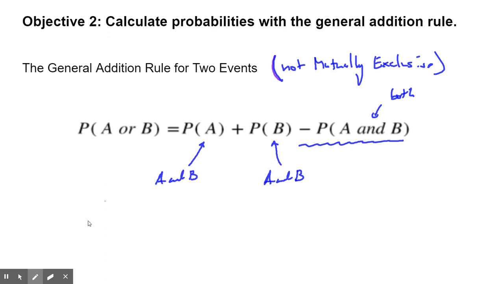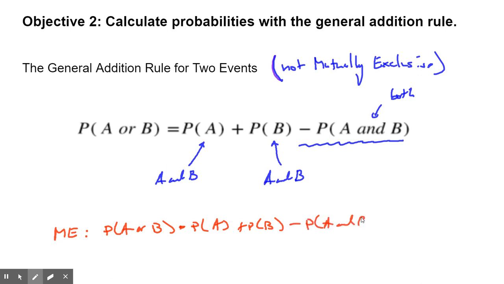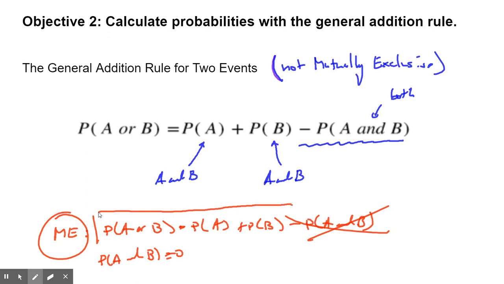Hope that makes sense. Now, if your two events are mutually exclusive, so ME for mutually exclusive, then the probability of A or B, taking the general rule, equals the probability of A plus the probability of B minus the probability of A and B. Remember that if they're mutually exclusive, then the probability of A and B is equal to 0. They don't occur at the same time. So that's why this piece goes away. And that's why for mutually exclusive, you only add the two individual probabilities.